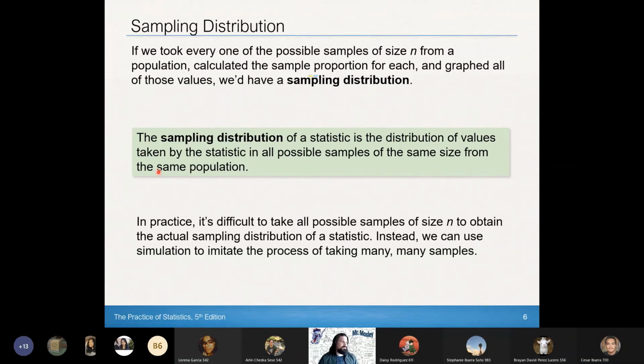Again, the main focus here is that a sampling distribution of a statistic is the distribution of values taken by the statistic. And a statistic is some measure. It could be the mean, median, quartile, percentile, something like that. It's a measure of position.